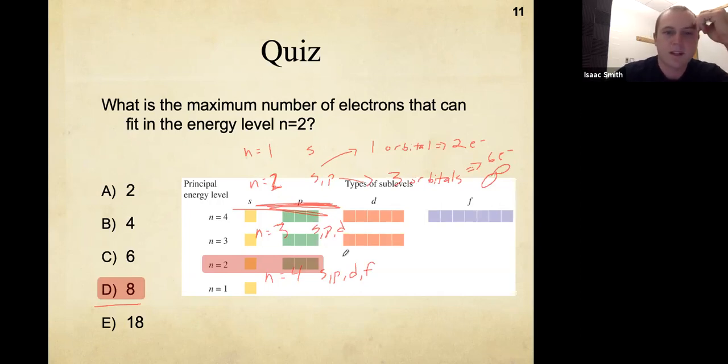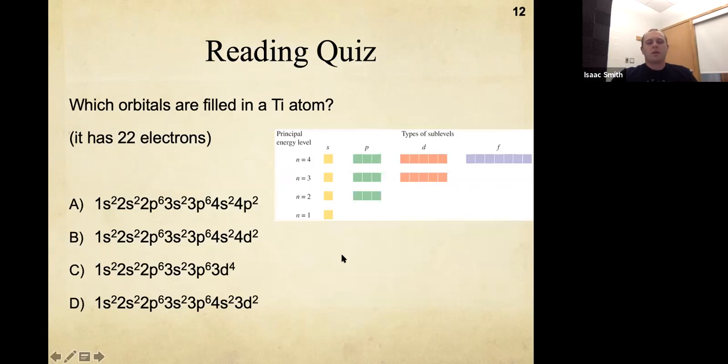Okay, cool. All right, so we're going to talk about electron configurations now, and if this looks crazy to you, don't worry. But if you did do some reading ahead of time, you might have an idea of how to answer this question. So go ahead and pause it and try and work through this.